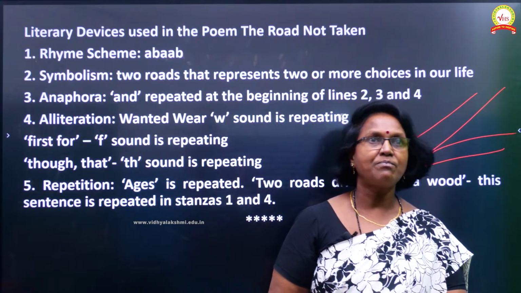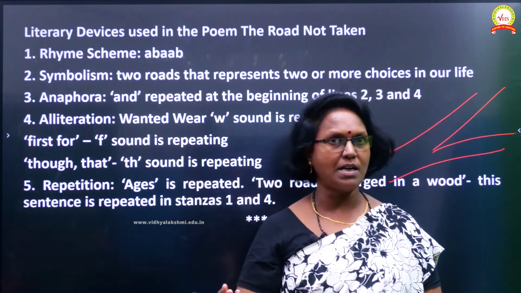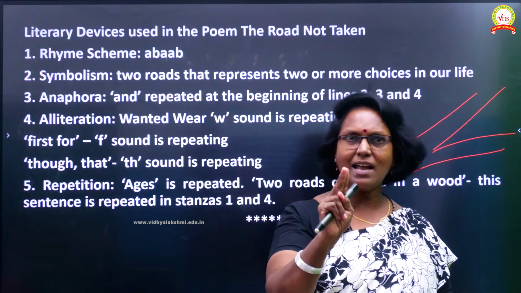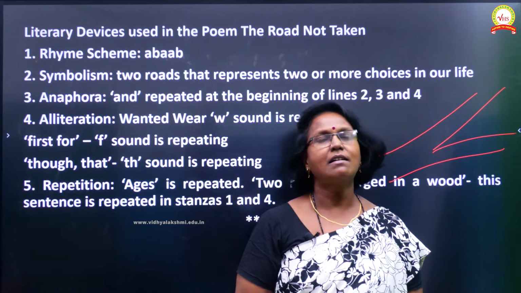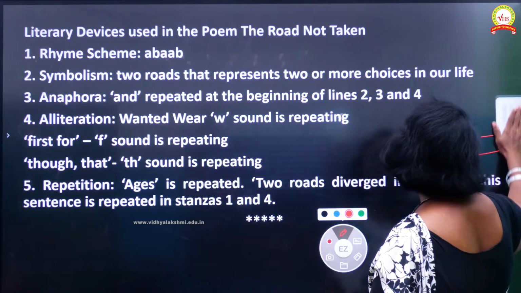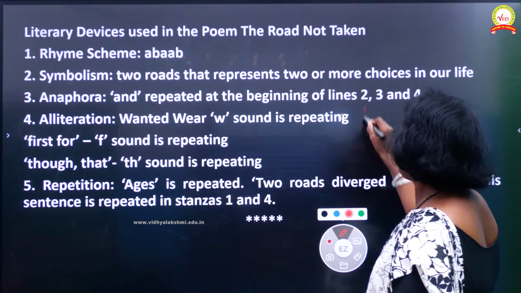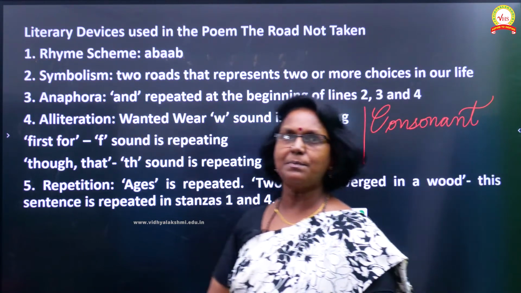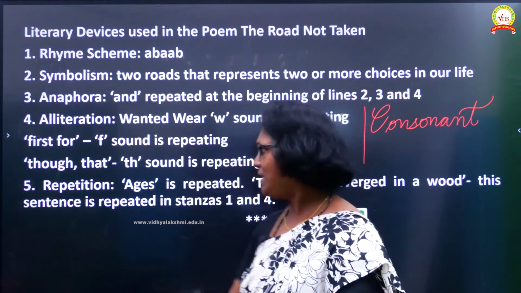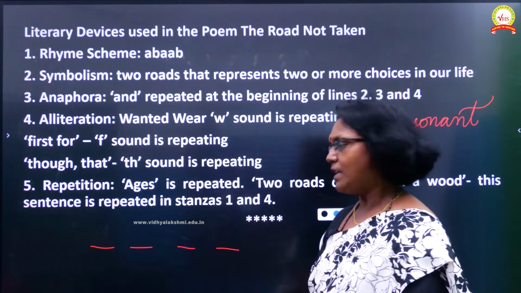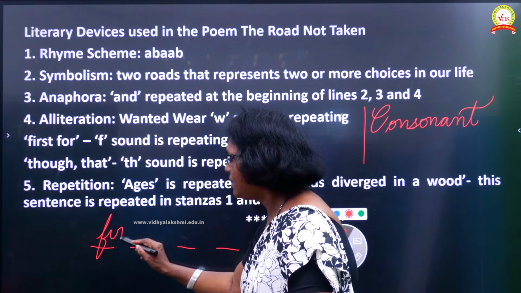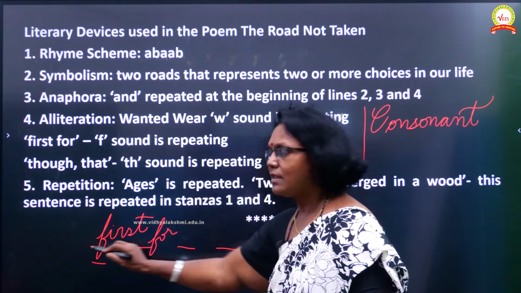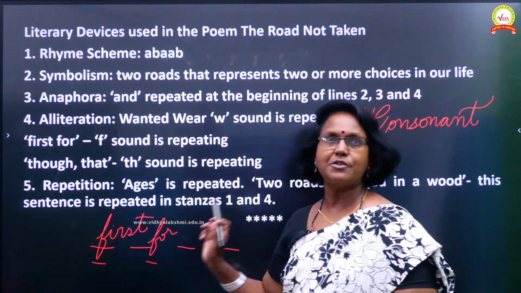And the next one is anaphora. Anaphora is nothing but a repetition of a word or words in the beginning of any line. We had got the word and in three lines, second line, third line and the fourth line, and that is called anaphora. And the next one is alliteration. Alliteration is the repetition of consonant sound. And where is this consonant sound repeated? It is in the beginning of the word. That means in any given line, there are three to four words, for example, given here, first and for. If there is first and for, they are beginning with the same sound and they are in the same line, this becomes alliteration.